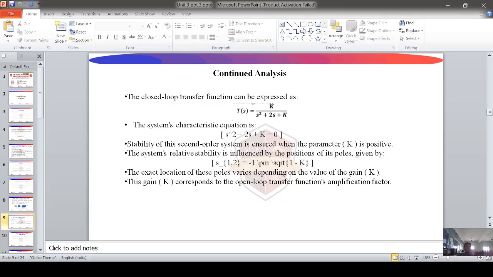The closed loop transfer function can be expressed as C(s) by R(s) equal to K divided by S square plus 2S plus K. So the system characteristic equation is S square plus 2S plus K is equal to 0. So the stability of the second order system is ensured when the parameter K is positive. The system's relative stability is influenced by the position of its poles given by S1, S2 equal to minus 1 plus or minus the square root of 1 minus K. So the exact location of these poles varies depending on the value of the gain. So this gain K corresponds to the open loop transfer function's amplification factor.